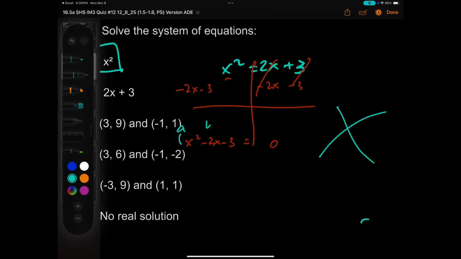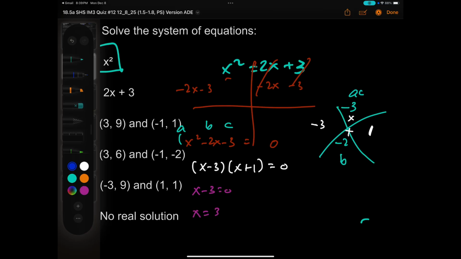A is 1, B is negative 2, C is negative 3, A times C is negative 3, B value is negative 2, so my two values are going to be negative 3 and 1. Those multiply to be negative 3, but add to be negative 2. So x minus 3, x plus 1, and I'll put the inequality back. Okay, so now we're solving here. So you get x equals 3, and then you get x equals negative 1. So that's the second ordered pair, and that's the first one. Oops, it's supposed to be pink.